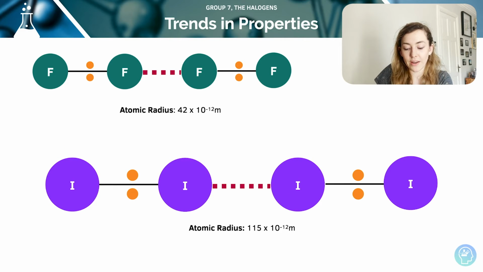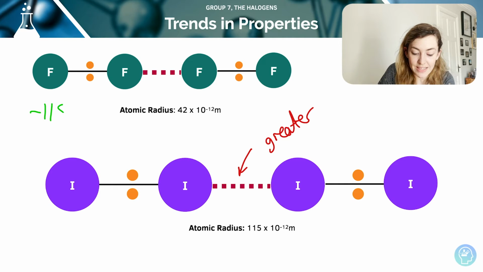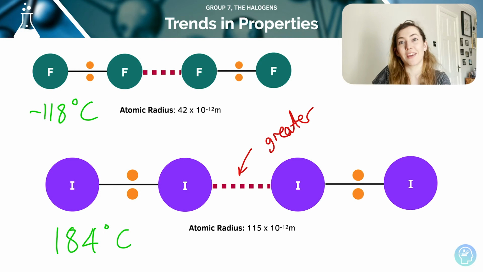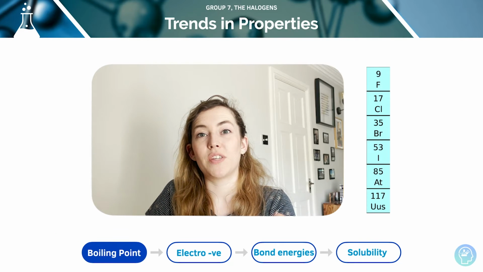Iodine is a much larger molecule with much more electrons than fluorine. Therefore, the dipole that it's able to induce in the neighboring molecule is more dramatic, and therefore the strength of this intermolecular force is greater and requires more energy to overcome, hence the higher melting and boiling point. If we compare them, the boiling point of fluorine is minus 118 degrees Celsius. The boiling point of iodine is 184 degrees Celsius. Although it might seem like a small difference, it is dramatic when it's happening en masse with billions of molecules.